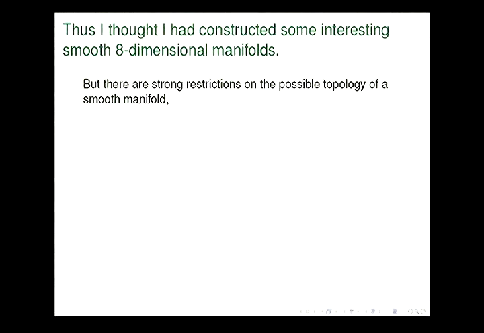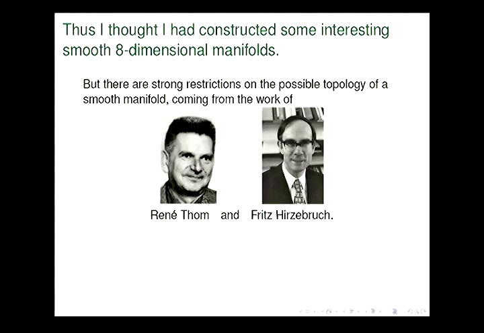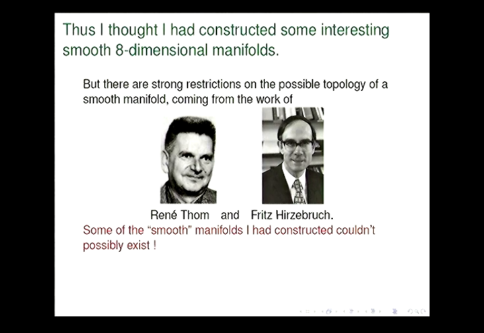There were a lot of known restrictions on what possible topology a closed smooth manifold could have. This followed from the work of René Thom in France and Fritz Hirzebruch in Germany, who had studied the topology of closed manifolds and by very ingenious arguments found all sorts of relations which had to be satisfied. And the problem was that a number of these manifolds which I thought I'd constructed couldn't possibly exist.